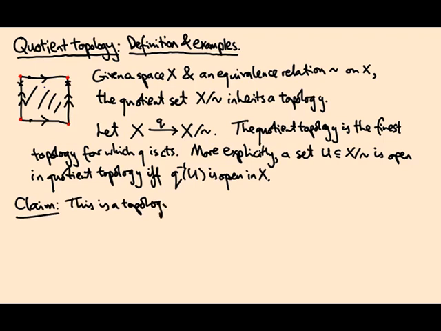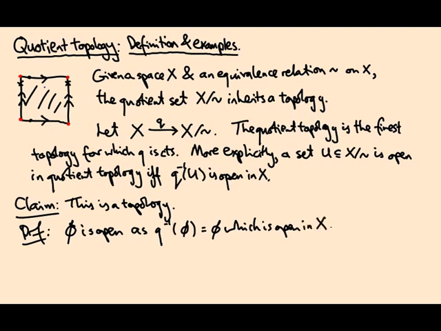First, is the empty set open? If I take the empty set of equivalence classes, what's its pre-image under the quotient map? Well, it's the empty set, and that's open in X because the empty set is always open in a topological space. So the empty set is open, as Q inverse of the empty set is the empty set, which is open in X. Great. What about the whole space? If I take all the equivalence classes and look at the pre-image under the quotient map, I just get all the points, and that's open in X. So it is open, as Q inverse of X over tilde equals X, which is open in X. Same argument.